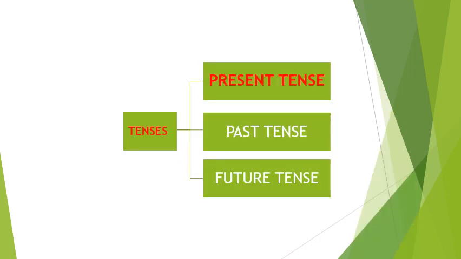Students, today we studied about verbs, which is the base for tenses. In the next class, we would be studying about present tense and its subtypes. There are 4 subtypes in present tense: simple present tense, present continuous tense, present perfect tense, and present perfect continuous tense. So in the next class, we will study about present tense and its subtypes in detail.